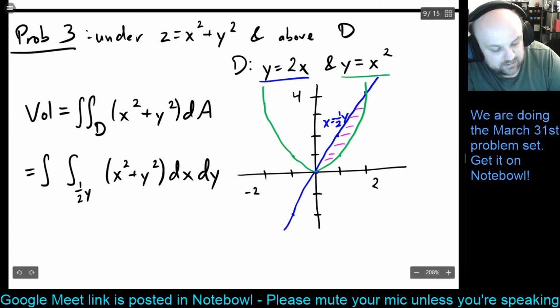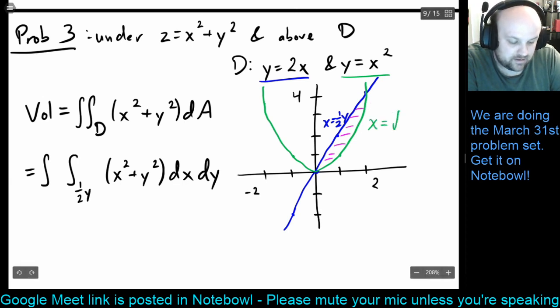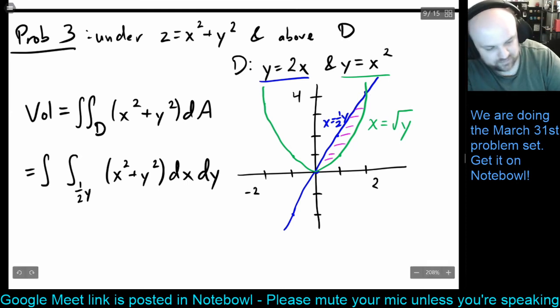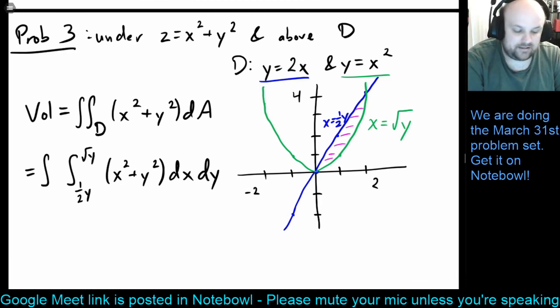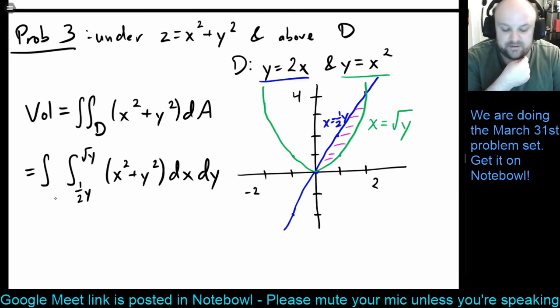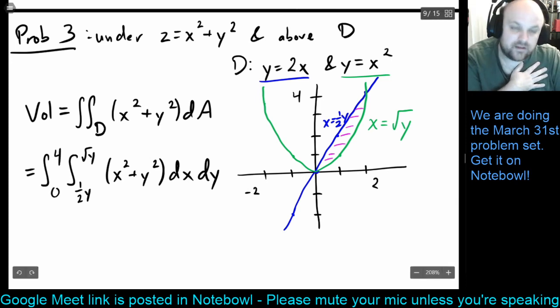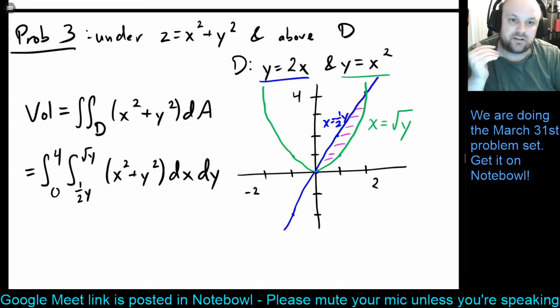On the right side here, we have y equals x squared. So if we solve for x, we actually have to take the positive square root of y, because over here x is positive. So square root of y. And then now that we have that, for the outer integral, we just pick the lowest value of y and the highest value of y, which in this case are 0 and 4. So this integral, it doesn't matter which way we set it up to do the computation.